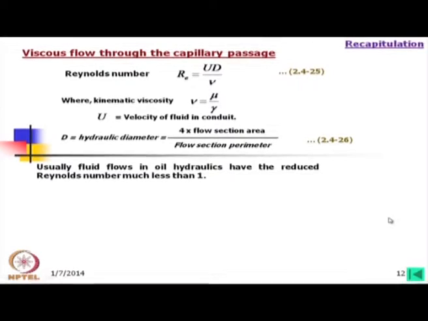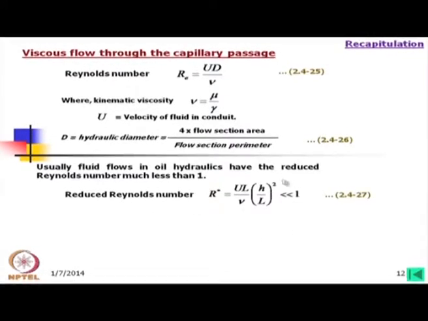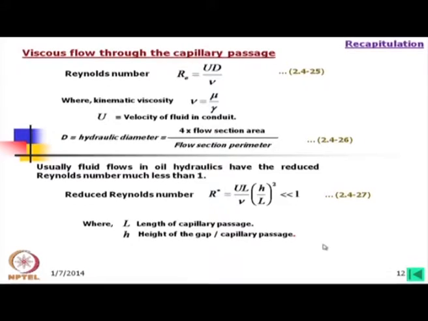Usually fluid flows in oil hydraulics have a reduced Reynolds number much less than 1. This means that in fluid power systems we follow another Reynolds number, which is called the reduced Reynolds number, and it is given by these equations. H is the height of the gap of the capillary passage. Say if you have considered two plates, the height gap is designated by H and L is the length. If you find the plate is slightly inclined, so that H is varying, you can take the average H to calculate the Reynolds number.